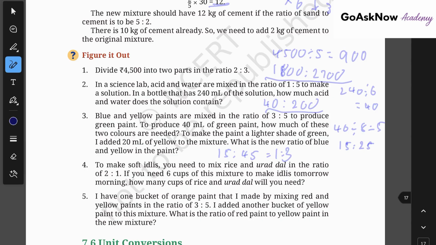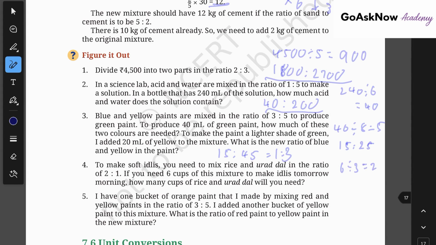Question 4. To make soft idlis, you need to mix rice and urad dal in the ratio of 2:1. If you need 6 cups in this mixture to make idlis tomorrow morning, how many cups of rice and urad dal do you need? There's 2 groups of rice and 1 group of urad dal. So the total groups is 3, and you need 6 cups for the whole mixture. So 6 divided by 3 is 2. So 1 group is 2.